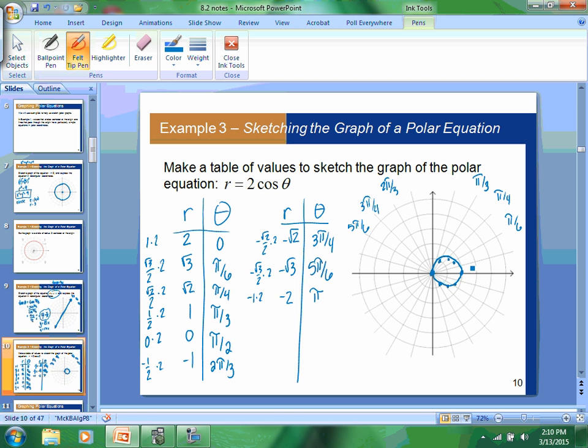Now there is an example of sine in your book. So if you want to see a graph of sine theta, that's in your book. You can take a look at that.